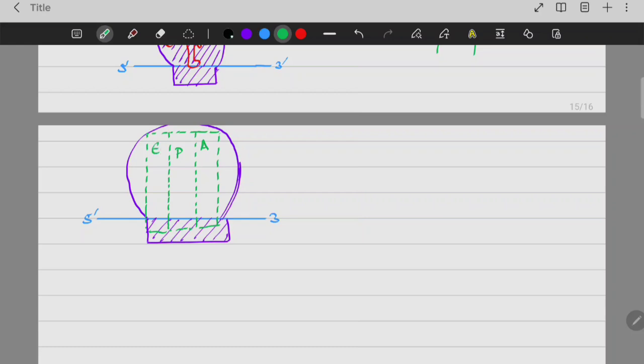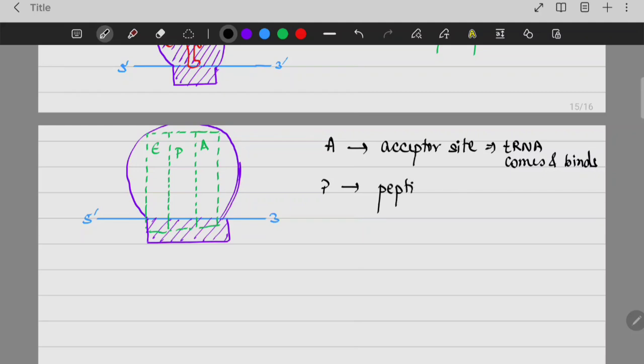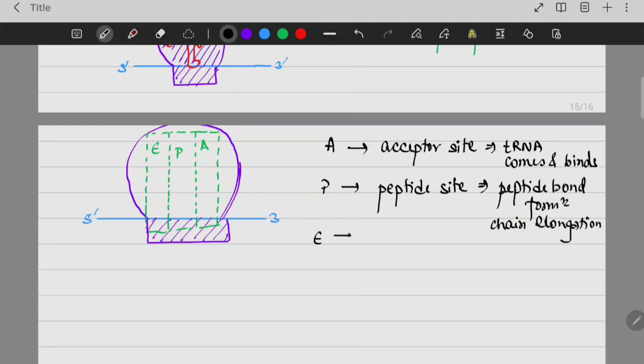Now the A site is the acceptor site. Here the tRNA comes and binds. The second one is the P site, means peptide site. Here the main peptide bond formation takes place, or I can say chain elongation. And the last one, the E site, is the exit site.